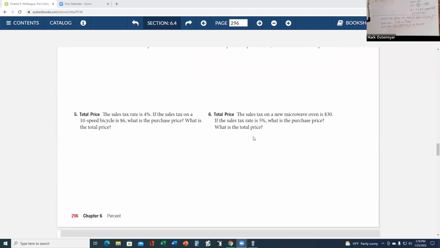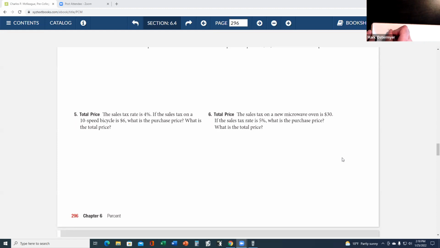Okay, let's try this one, number 6 now. It says the sales tax on a new microwave oven is $30. That's the amount of sales tax we pay. If the sales tax rate is 5%, what was the original purchase price of the microwave oven? And then they want you to indicate what the total price would be that you would pay at the register. Okay, so ladies and gentlemen, here we go.